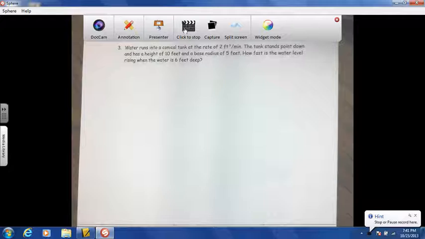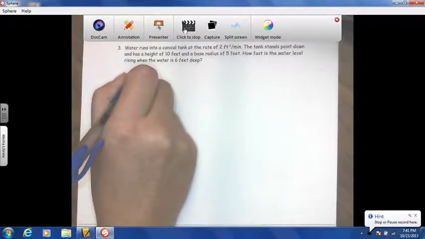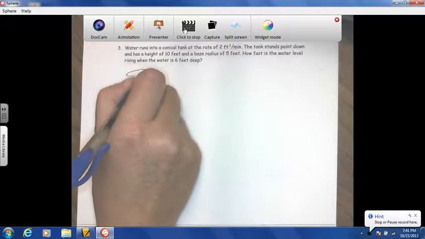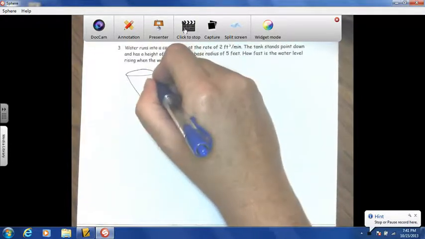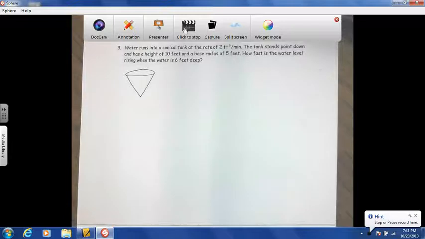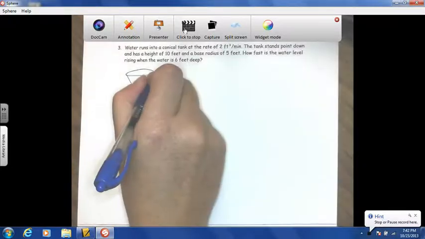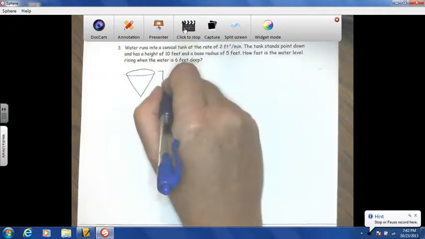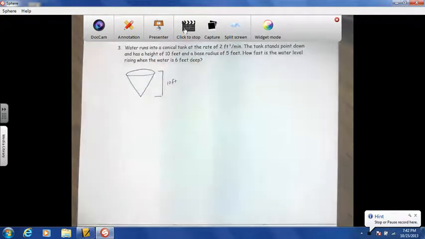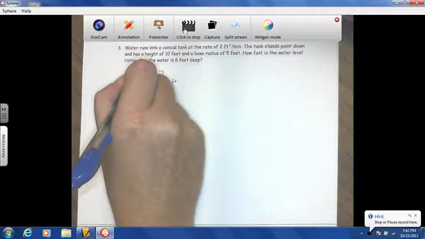So we have a conical tank, which means that we have a cone, and it says that it stands point down. So I'm going to draw a cone so that we can visualize what is happening. Now, they've told us that the tank is a height of 10 feet, so from the top to the bottom is 10 feet, and it has a base radius of 5 feet.